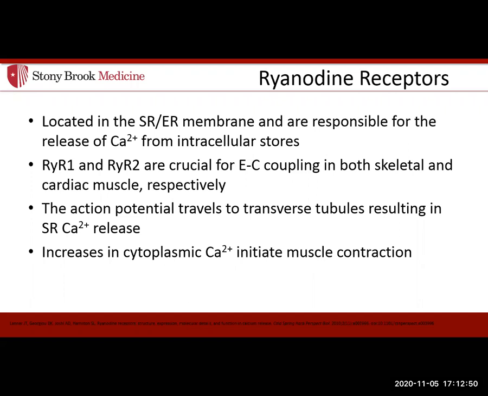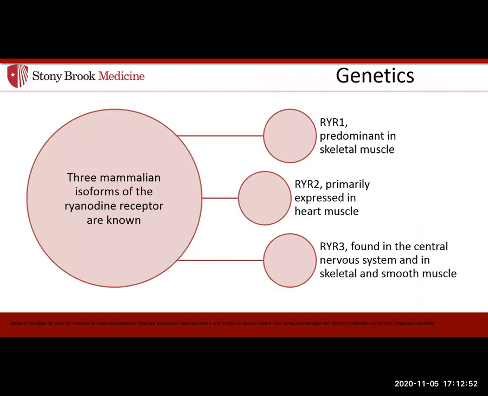Just to dive a little bit further into our ryanodine receptors, they exist in 3 isoforms, R1, 2, and 3. As I mentioned, R1 is predominant in our skeletal muscles, R2 is primarily expressed in the heart and cardiac muscles, and R3 is found in the central nervous system. Patients who have mutations in the ryanodine 1 receptors, or R1 receptors, have underlying diseases such as central core disease, and in our case, what we're focusing on, malignant hyperthermia.